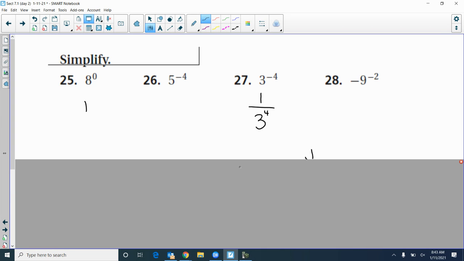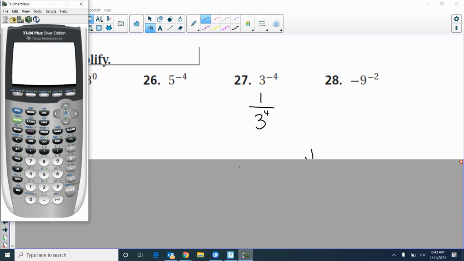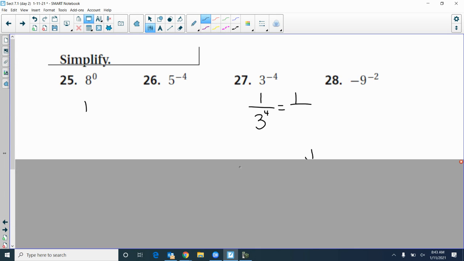Because if you look at it too quick, you're just going to think 12. But remember, it is 3 times 3 times 3 times 3. The 4 tells you how many times to multiply. And so this answer has to be 1 over 81. Okay, it has to be 1 over 81.